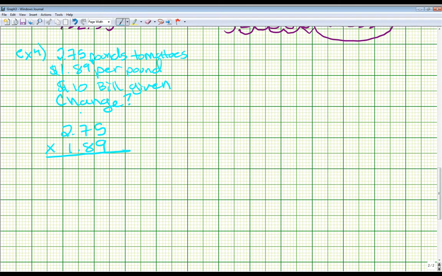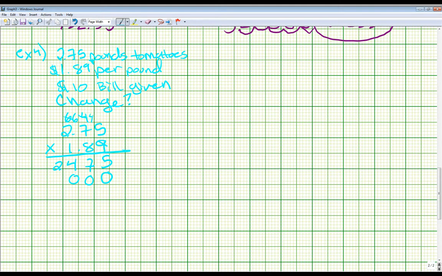We have 9 times 5, which is 45. Then we have 9 times 7, which is 63, plus 4, 67. 9 times 2 is 18, plus 6, which would give us 24. We have crossed out those, and we need a place value holder. 8 times 5 gives us 40. 8 times 7 is 56, plus the 4 would give us 60.